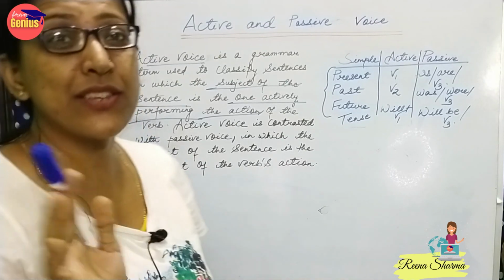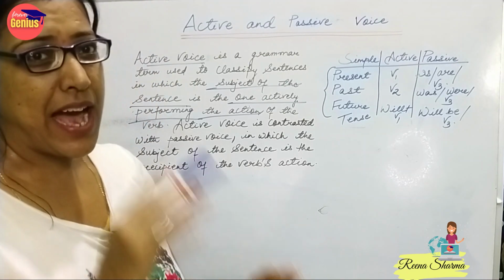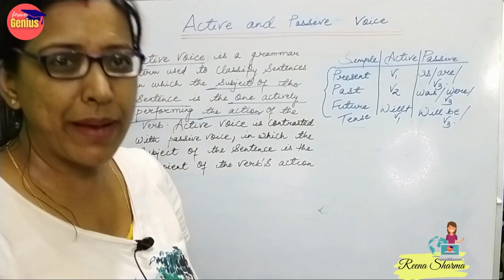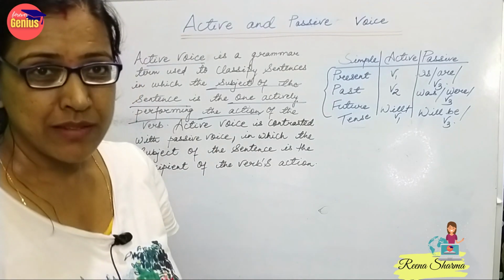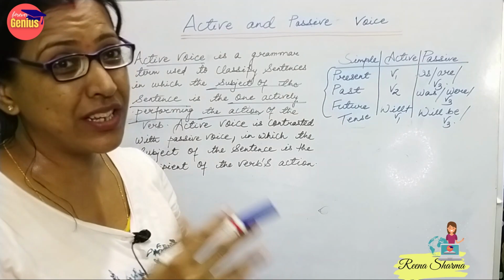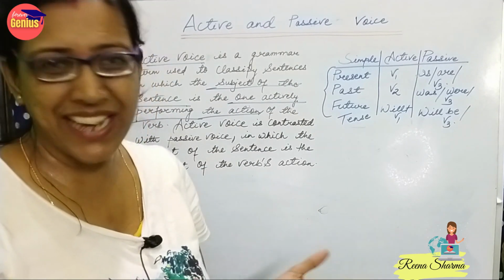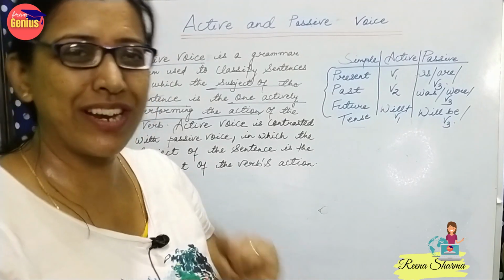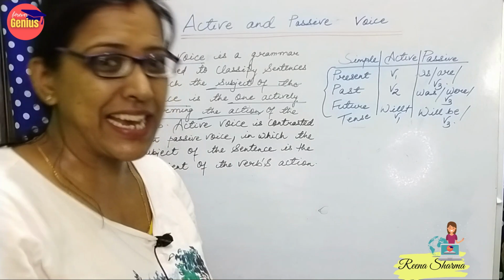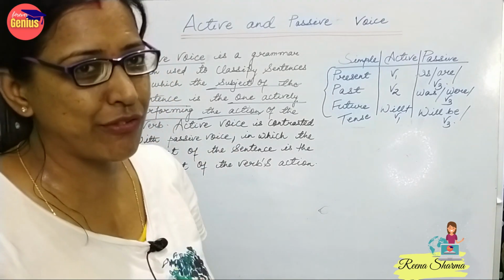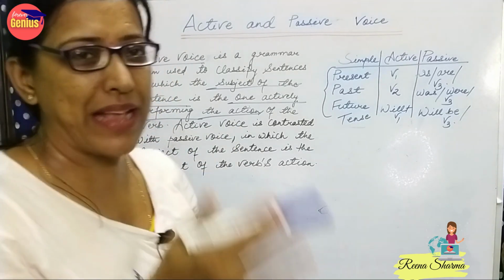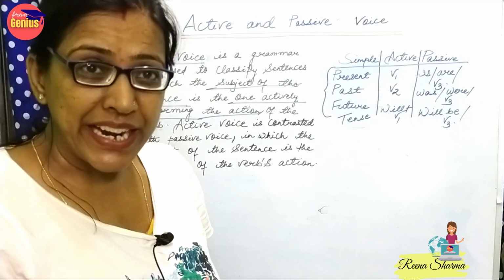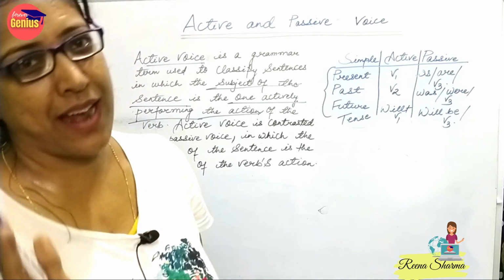So, Meghna eats food. But if I reverse the places of food and Meghna, what will happen? Will the meaning change? Will it happen that food will eat Meghna? It can never happen, isn't it? So, Meghna is the one who will eat the food. But if I change it, so this is an active voice. But if I change it into passive voice, what will be the sentence? Food is eaten by Meghna.